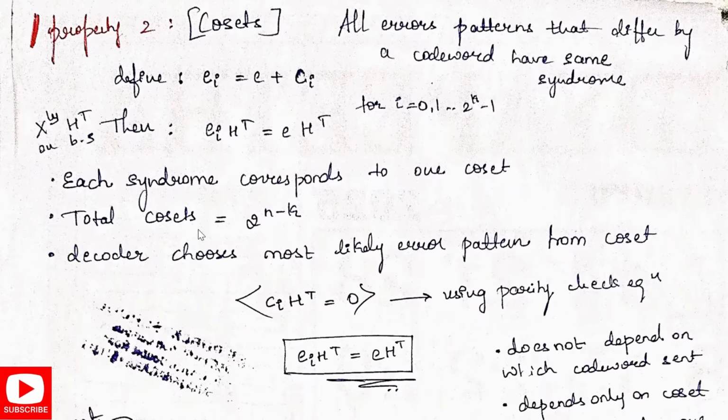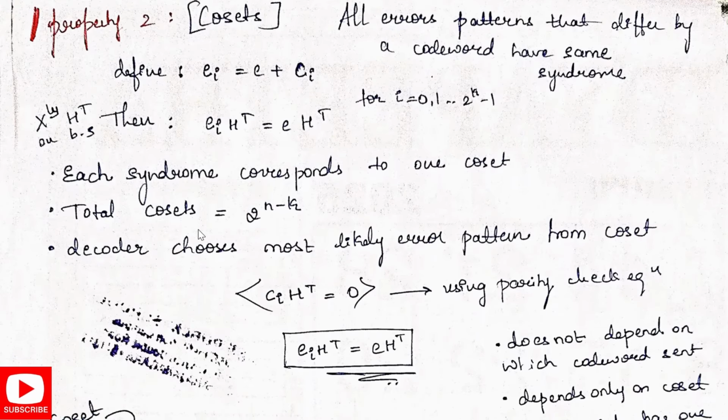Next is property 2, that is coset. All the error patterns that differ by a code word have the same syndrome. Defined like Ei is equal to E plus Ci, so Ei H transpose is equal to E H transpose, by multiplying H transpose on both the sides. Now each syndrome corresponds to one coset.